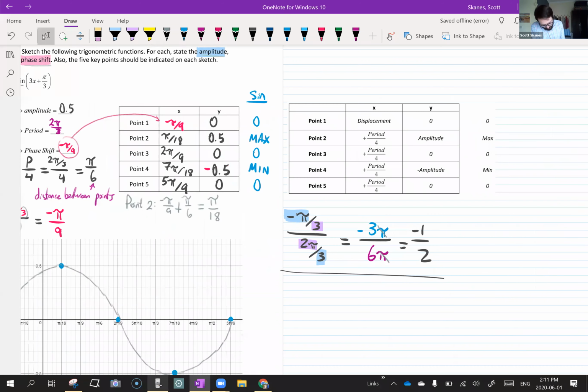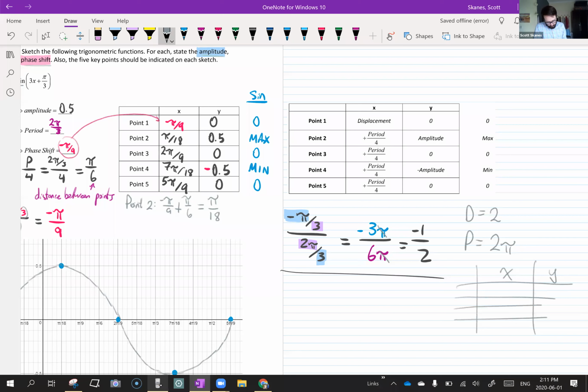Let's just say that my displacement was 2, okay? Let's make it simple. And my period was 2 pi, okay? Let's just say that those are my numbers. So if I was filling in this table with x and y, who cares what y is, it doesn't matter. Your first number would be 2, because that's your displacement, and then you add pi over 4. So whatever this number is, you would divide it by 4, and you would get 2 pi over 4, so you get pi over 2 here.